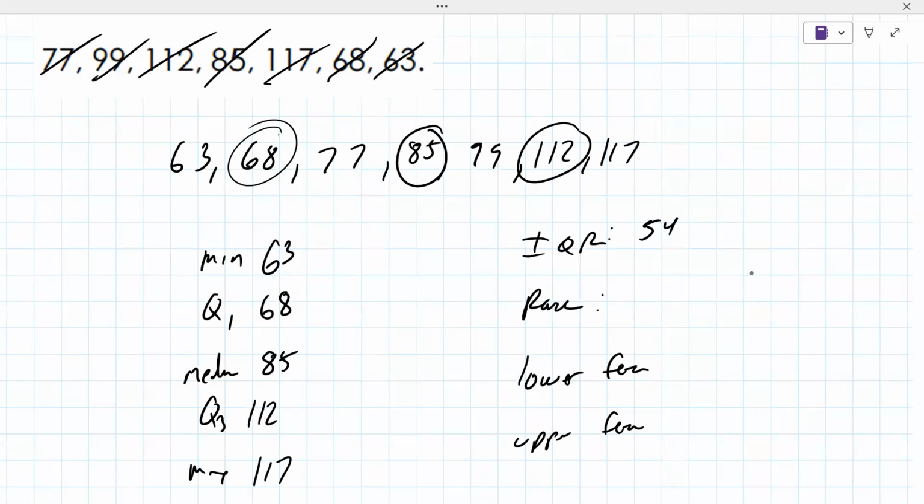Okay, now give me the range. I'm sorry, it is not 54. I keep letting you talk me into that again. Okay, really just need to use a calculator, Frank. 112 minus 68. Is it 44? Yes.